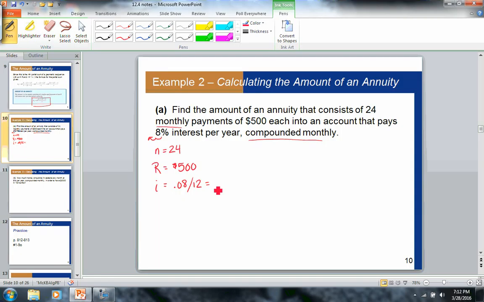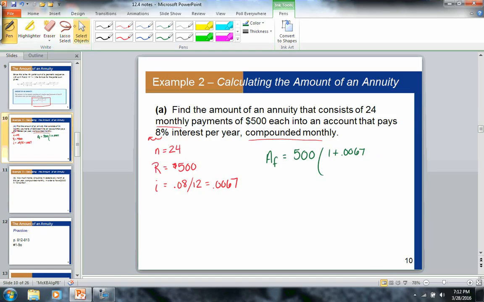So we're going to get 0.0067 for our percent every time. Okay? So after we've read through the problem and we've identified those 3 pieces of information, then it's basically just substitution. So we're going to take our formula. We've got our A sub F, and we're going to start with our 500 for the R, and then we'll have 1 plus our I, 0.0067, and then that's going to be to the 24th power.